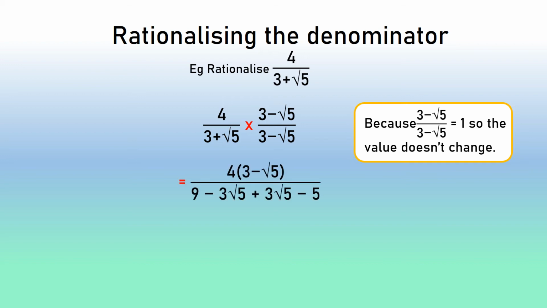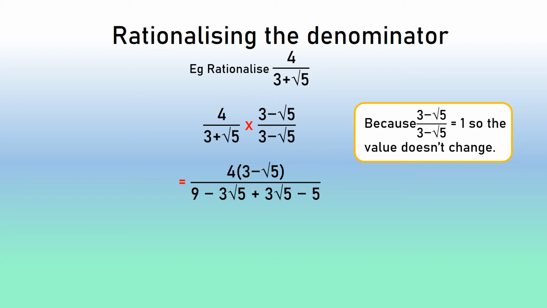So you can see here that what we've done is we've multiplied the tops, the numerators, together. So 4 brackets 3 minus root 5. And then we're going to multiply the denominators. So you can imagine there are brackets around these denominators. And we use FOIL or whatever method you use to multiply 2 brackets together.